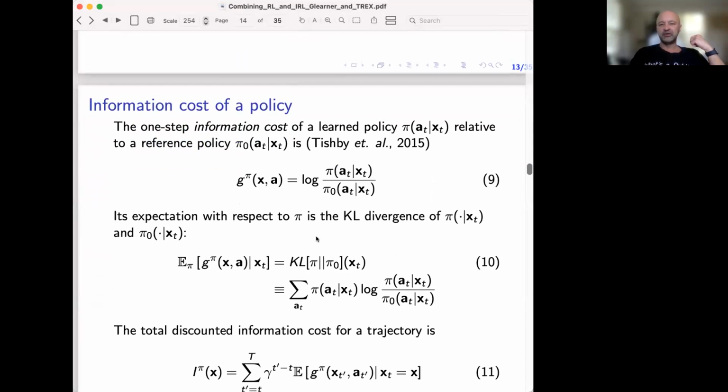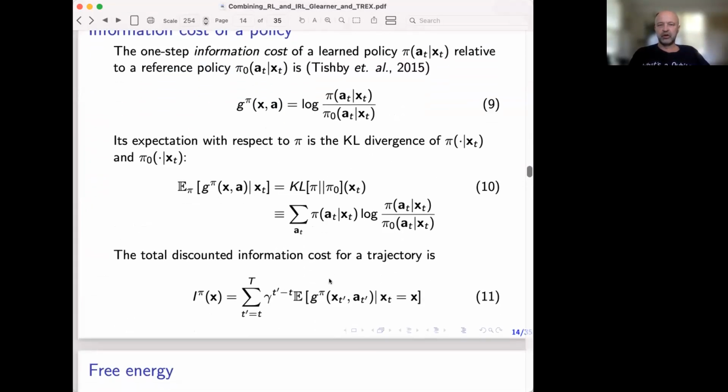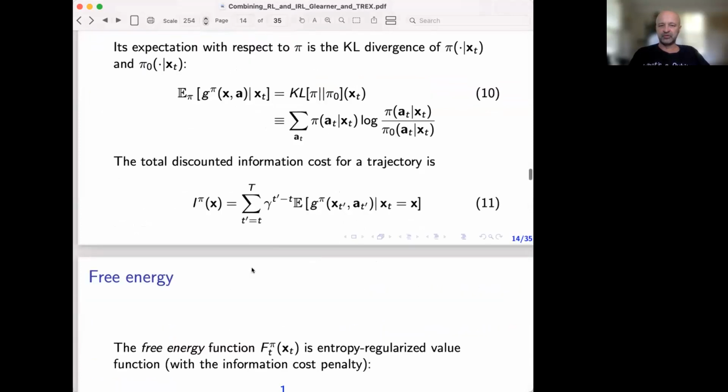The expectation of this expression with respect to the policy itself is, as you can easily see, nothing else but the KL divergence, which is shown here. And using this expression, we can introduce the total discounted information cost for a trajectory by summing this expression with some discount factor along the whole trajectory. So this will give us this information cost.